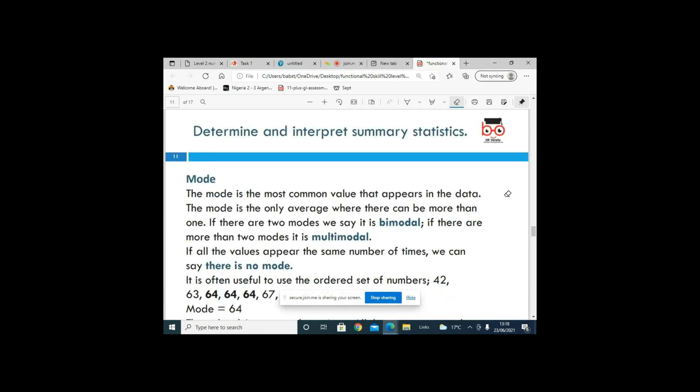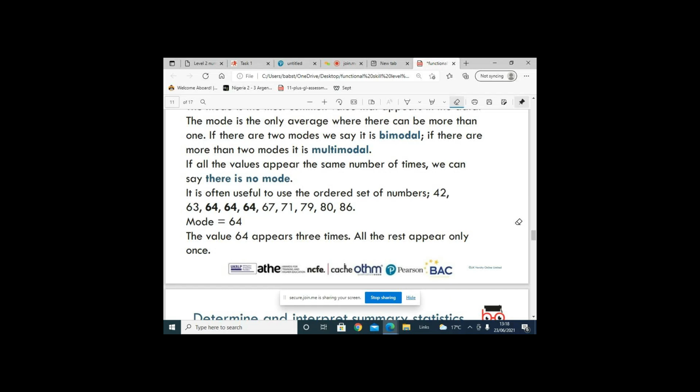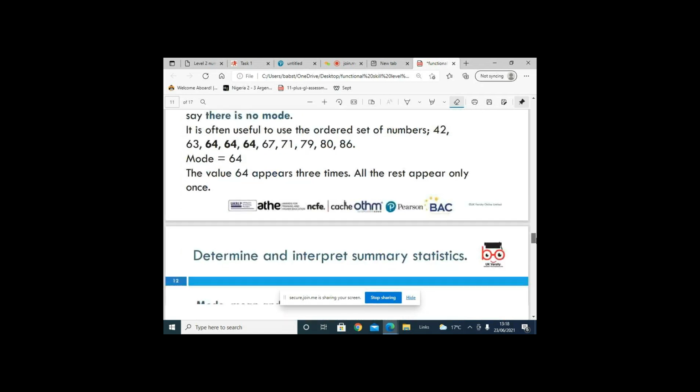So another method is the mode. The mode is the most common value that appears in the data. So for example, if you check the numbers, 42, 64, you realize that 64 occurred 3 times. Because it's the highest occurring number, that's the mode. So 64 appears the most, 3 times. That is the mode.